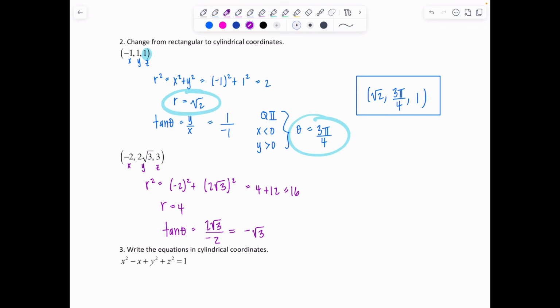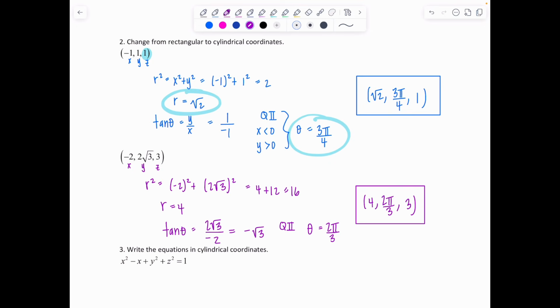Again, you could think we're in basically quadrant 2. Just imagine the xy plane. You don't have to imagine in 3 space. So in quadrant 2, we're going to have a reference angle of pi over 3. So my theta is 2 pi over 3. Okay, so then in cylindrical coordinates, this is going to be 4, 2 pi over 3, and then z doesn't change. Z is still 3. How are we doing? Okay, very good.